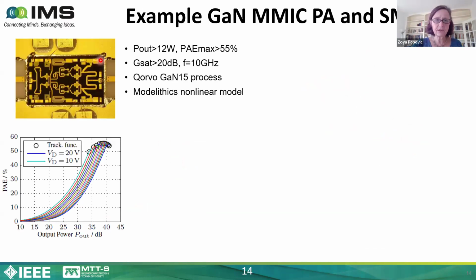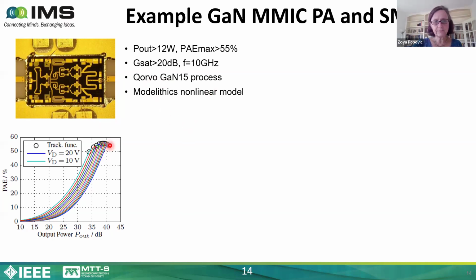So here's an example of a 10 gigahertz MMIC. The peak power was about 13 watts, saturated gain over 20 dB. The efficiency is close to 60%. This is continuous wave, so in pulsed, it's almost 10 percentage points higher, because you let it cool between pulses in case you want to do a radar, for example. This is done in the Qorvo GaN15 process with the monolithics nonlinear model.